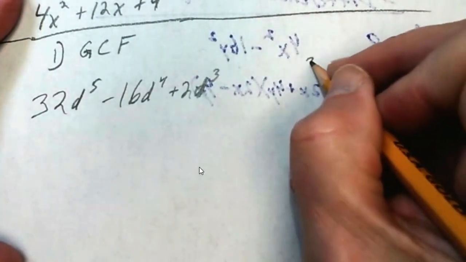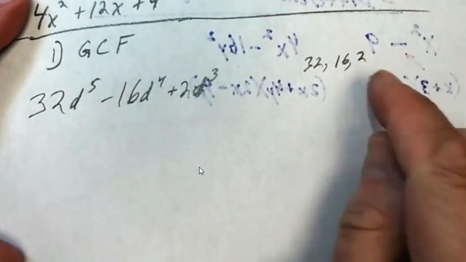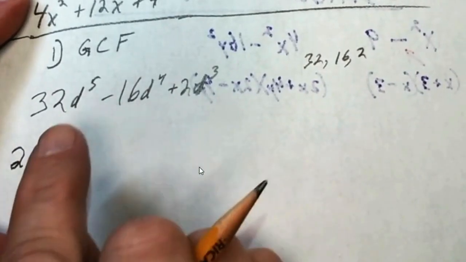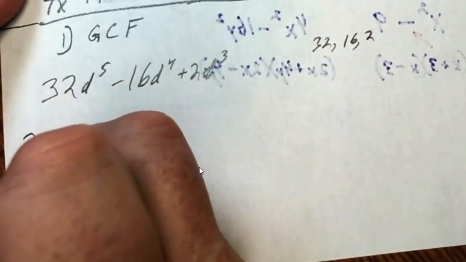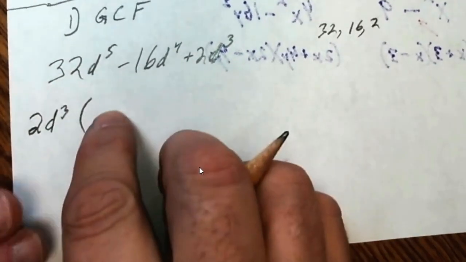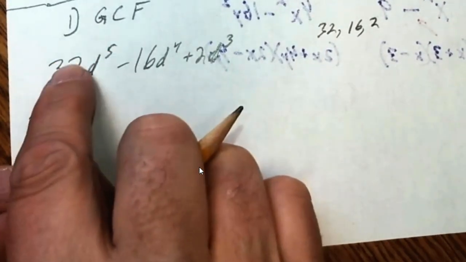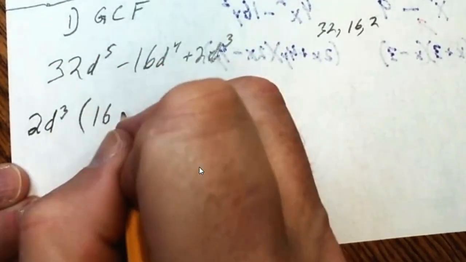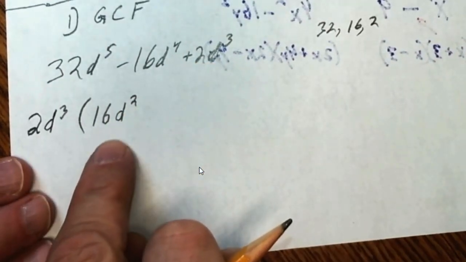So we've got 32, we've got 16, and we've got 2. All of those have a 2 in it. So we can factor out a 2. We've got a d to the 5th, a d to the 4th, and a d to the 3rd. So we can factor out d to the 3rd from every term. Now let's see what's left. If we pull 2d to the 3rd out of 32d to the 5th, 32 divided by 2 is 16. D to the 5th divided by d to the 3rd is d squared. That's a perfect square. So now it's looking closer.